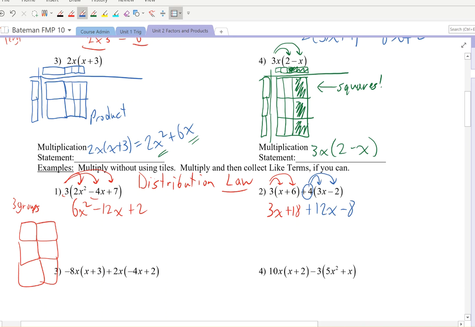Now, we have like terms, so then you go one more step further and you can collect like terms. So if you do have like terms, you need to simplify your expression by collecting like terms. And so you get 15x plus 10. That would be your final answer.